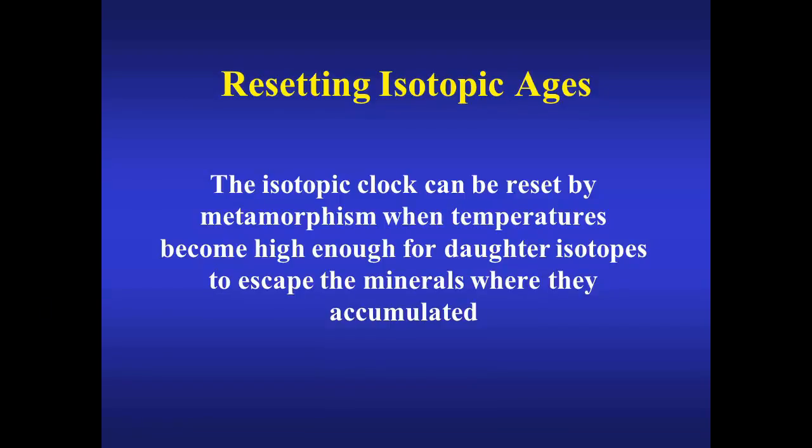Now, to make things a little more complicated, isotopic ages can be reset by a metamorphic event. If we think of these as isotopic clocks that are ticking along as more parent isotopes are decaying to daughter isotopes, a metamorphic event coupled with an increase in temperature, if the temperature becomes high enough, the daughter isotopes can actually escape the minerals where they accumulated, and at that point the isotopic clock, in this case the minerals, is reset back to 0 in the process.